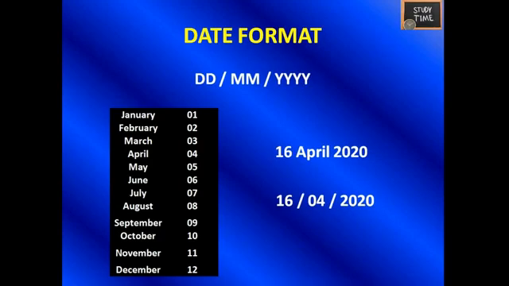What is DD? Meaning is day. It can be 1 to 31. What is MM? Month. So it can be 1 to 12. Year can be of any year, which is a 4-digit number. Here I have given one example, 16 April 2020. What is the number that corresponds to April? 04. So 16/04/2020. This is how you should represent a date. It can be MM/DD/YYYY format also.